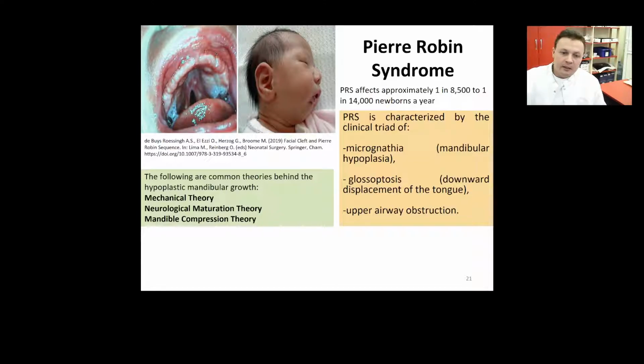Epidemiological data is sparse, and available evidence suggests that PRS affects approximately 1 in 8,500 to 1 in 14,000 newborns per year. The following are common theories behind the hypoplastic mandibular growth: mechanical theory, neurological maturation theory, and mandibular compression theory.